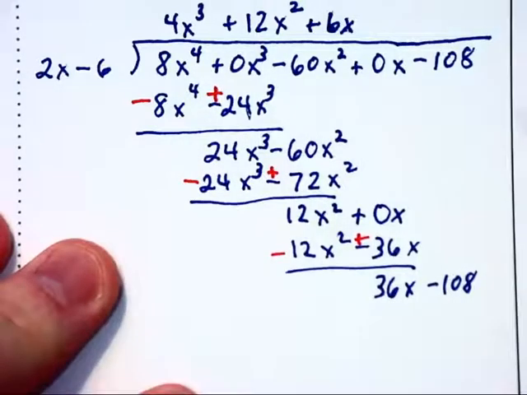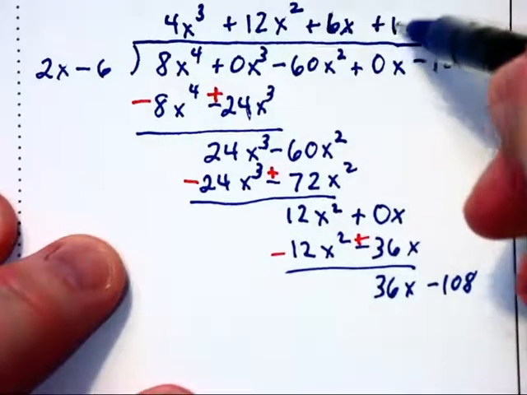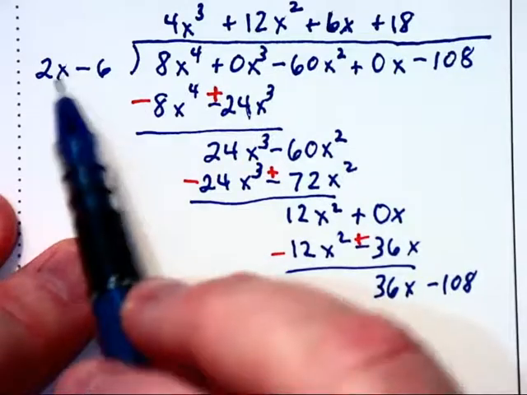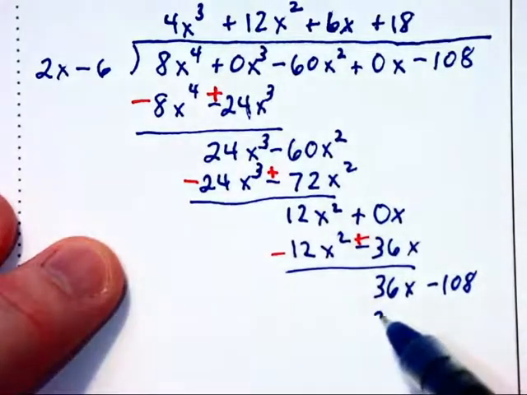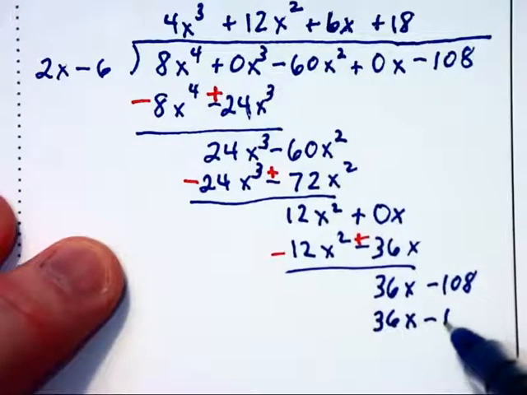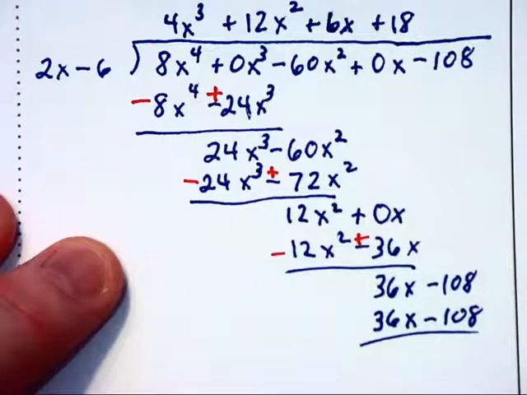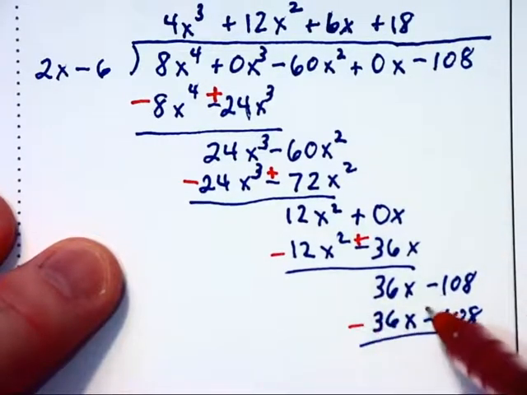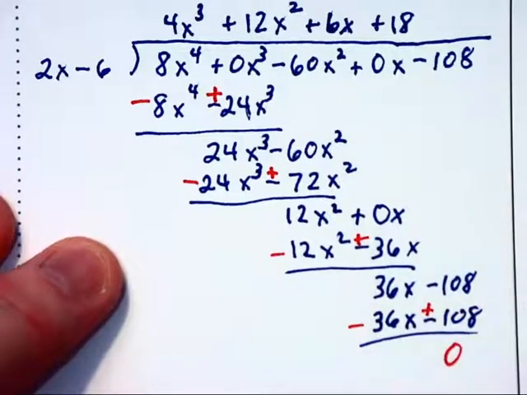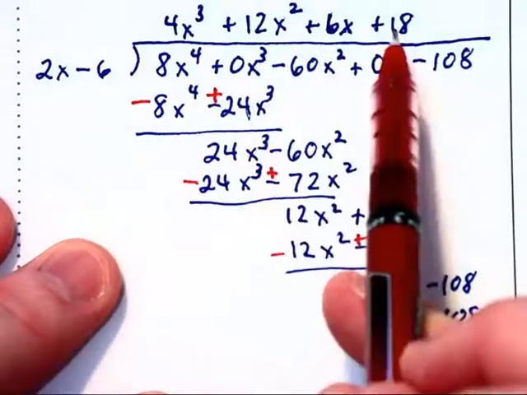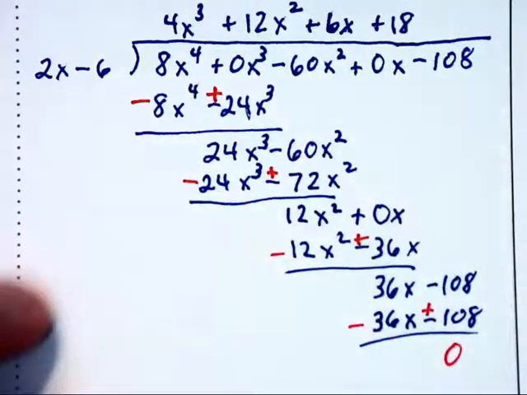2x goes into 36x 18 times. We will put the 18 on top, distribute it to both terms over there to get 36x minus 108. And that happens to go in evenly because there is no remainder, and our quotient is what you see up there at the top of the screen.